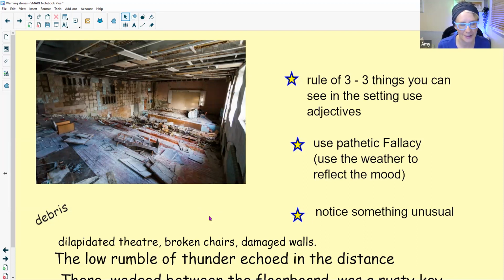So we looked at this. This was like a theatre or maybe an old cinema that was a bit tumbled down, dilapidated, a lot of debris on the floor. And I asked the children to use the rule of three to describe the setting. So three things that you can see and maybe describe in the setting. So I said the one at the bottom there, dilapidated theatre, broken chairs and damaged walls, and then handed over to the rest of the children.